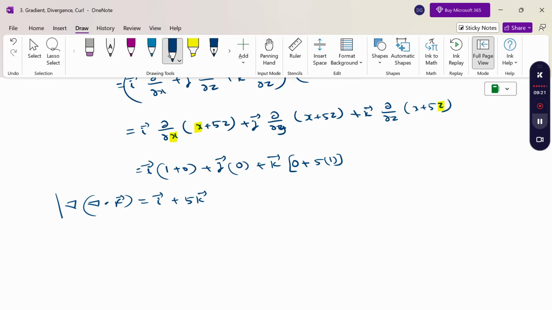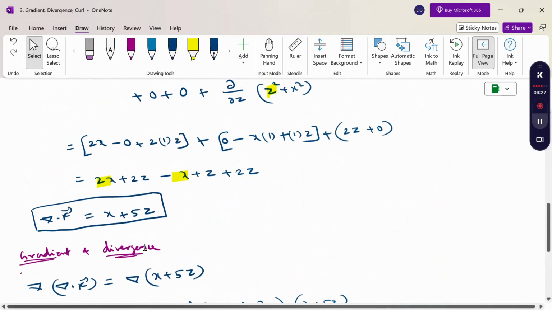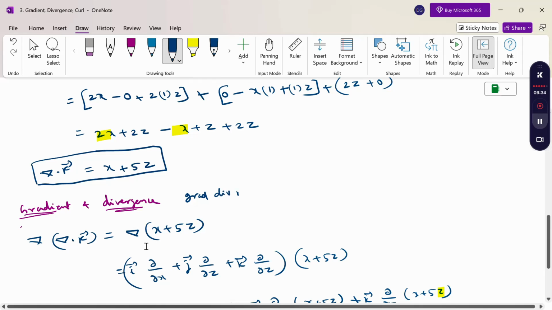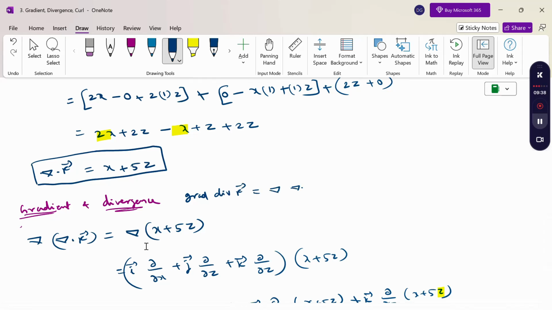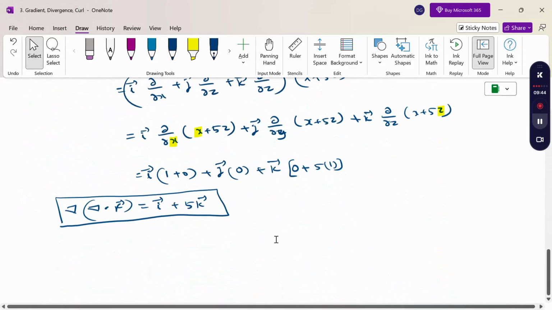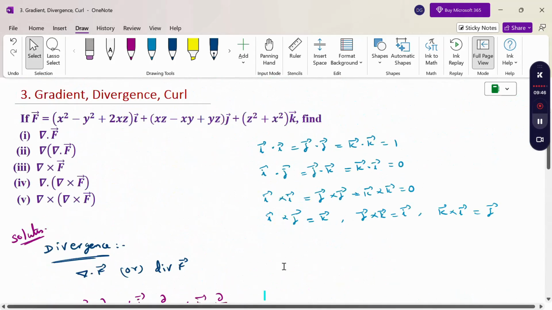So this is the gradient of del dot f vector, the gradient of divergence. Sometimes the question is possible as gradient divergence f vector. What is the meaning of this? Del of del dot f vector. This is also a possible question. Next question, the third one. So what is the third one?